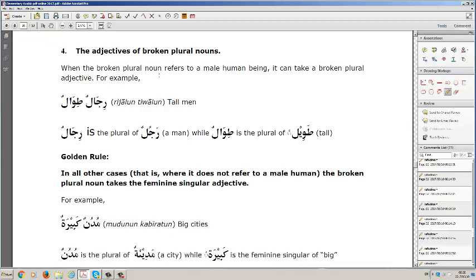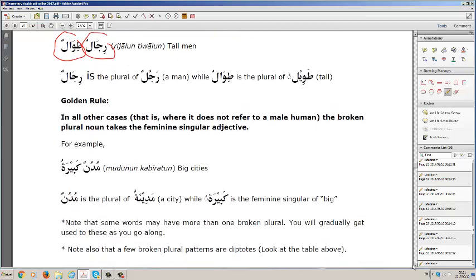So when the broken plural noun refers to male human beings, it can take a broken plural adjective. For example, you say rijalun. Rijal is the plural of rajulun. Rajulun means a man. And you are saying tall. Now tall is tawilun, but the plural of tall is tiwal, so you have rajulun tawilun, rijalun tiwal, tall men. Okay? And as we saw there, rijalun is the plural of rajulun, while tiwalun is the plural of tawilun.